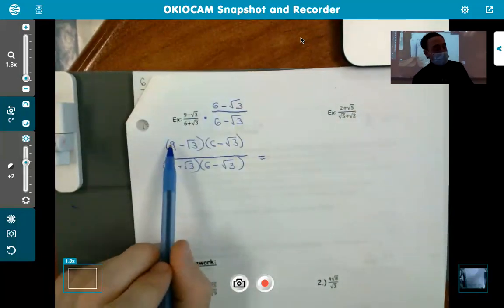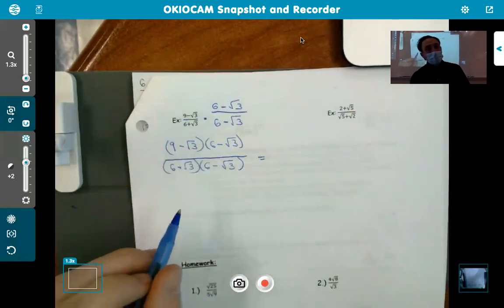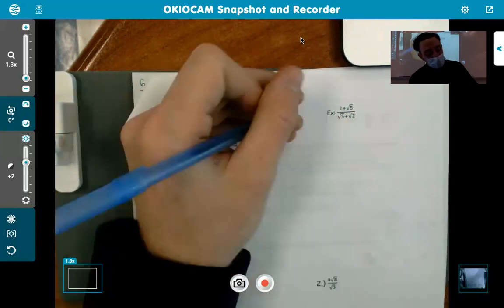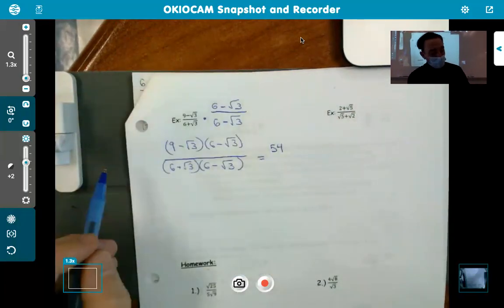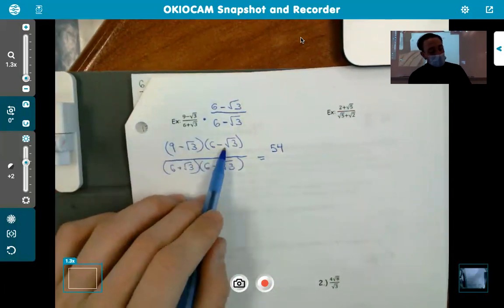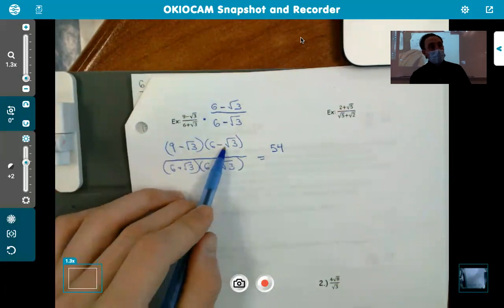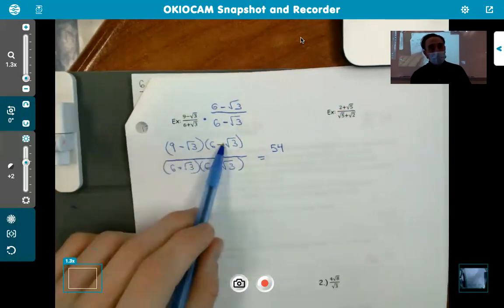When I multiply the first terms, I have 9 times 6. What's 9 times 6 give me? 54. I have 9 times negative root 3. What does that give me when I do 9 times negative square root of 3?